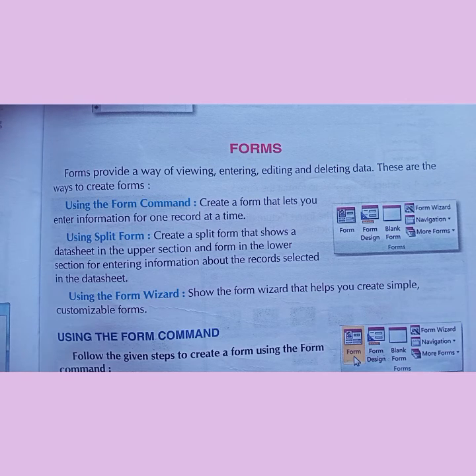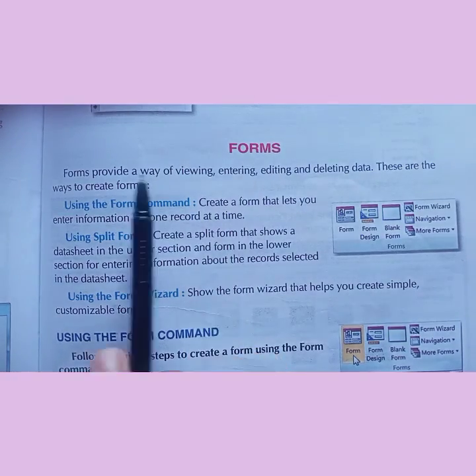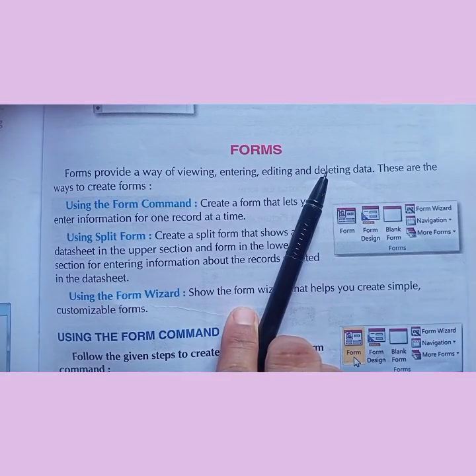Sometimes we may not wish to directly enter the data in the tables, or we may not wish that somebody should edit the data directly in the table. In that case, we will take an indirect way to edit, to view, or to enter the data in the table of a database. And that indirect way of doing this is known as forms. So it is written, forms are a way of viewing, entering and editing or deleting the data.